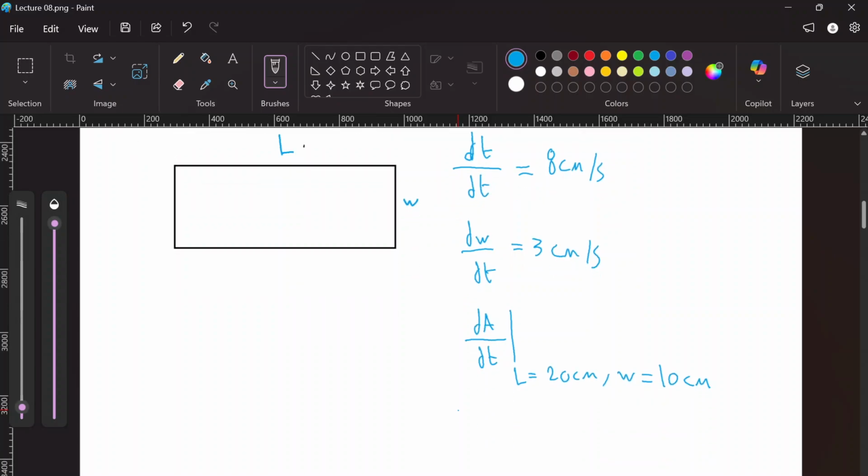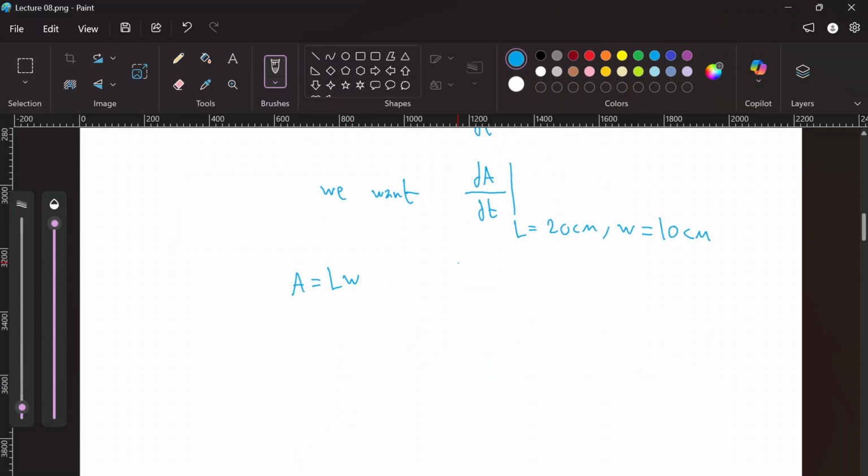Now what's the area of rectangle? A equals LW, right? Now how to find the derivative of A equals LW? We differentiate with respect to t, right? With respect to time. So we have dA over dt equals L dW over dt plus W dL over dt. Good.